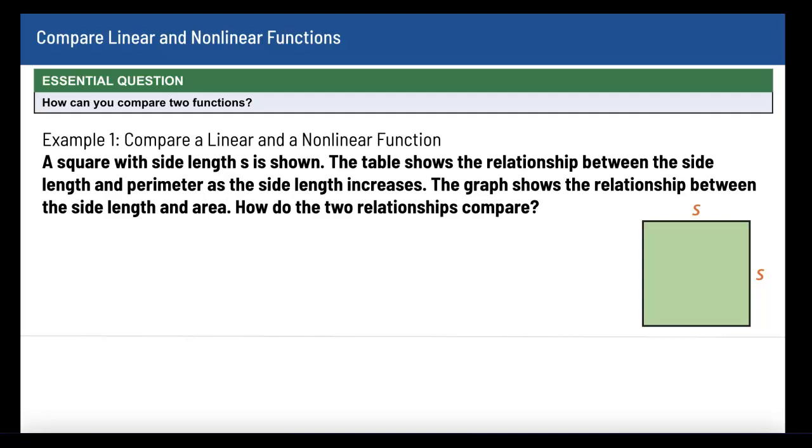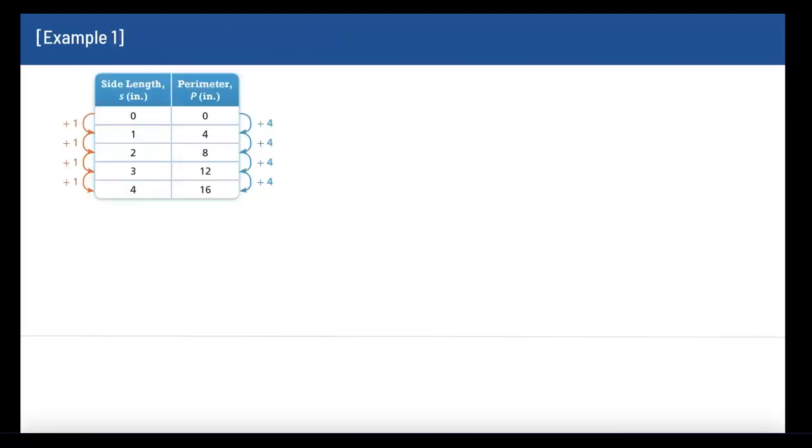In example 1, we are going to compare a linear function and a nonlinear function. One thing that we know is when we see the graphs of these, one will be a straight line and the other will not. A square with side length s is shown. The table shows the relationship between the side length and perimeter of the side as the side length increases. The graph shows the relationship between the side length and area. How do the two relationships compare? Well, let's take a look.